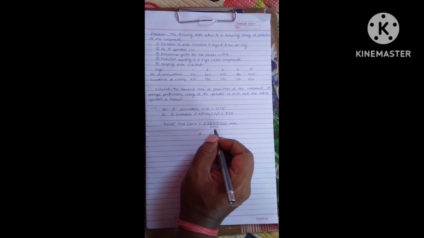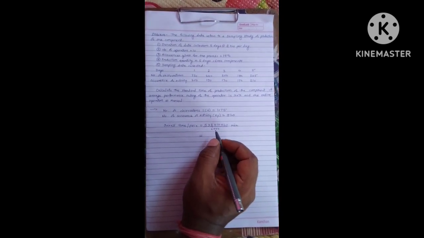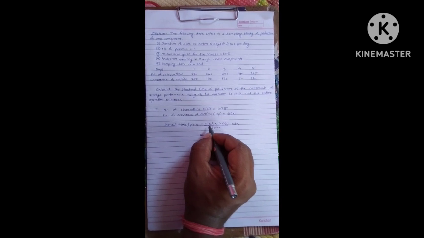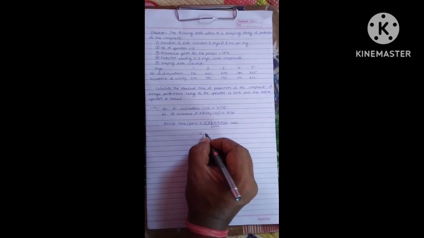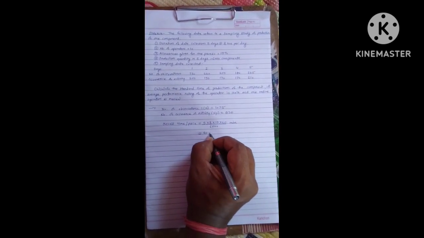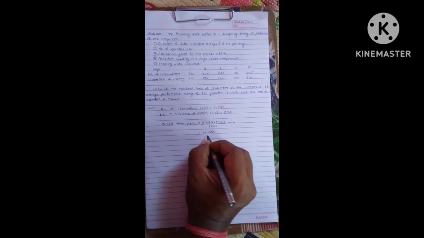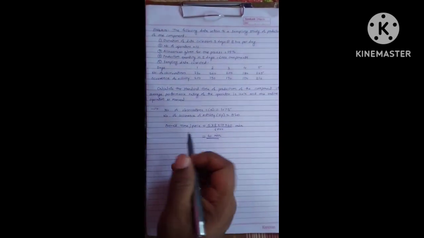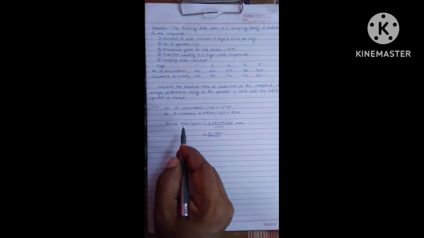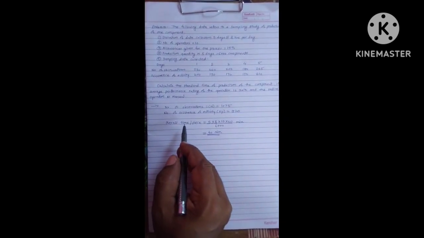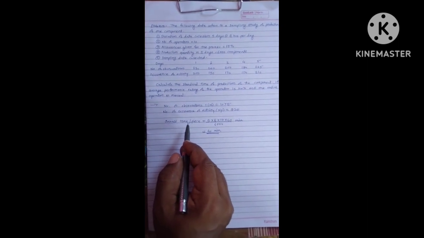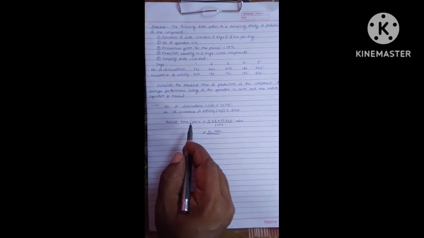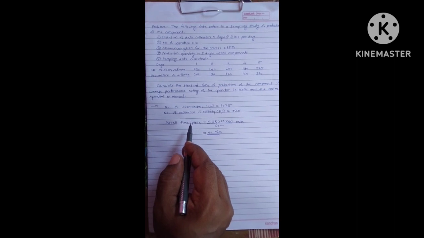6000 is the number of units manufactured, and when you calculate using a calculator, 5 into 10 into 2, the answer will be 40 minutes. So this is the overall time per piece. What is the meaning of overall time per piece? It includes active time as well as inactive time.